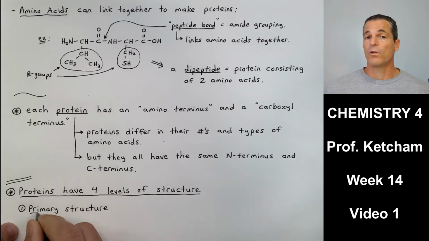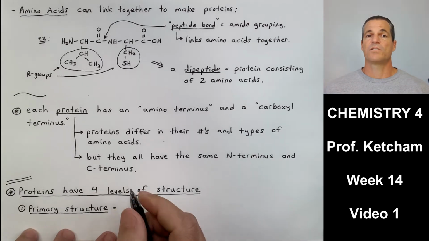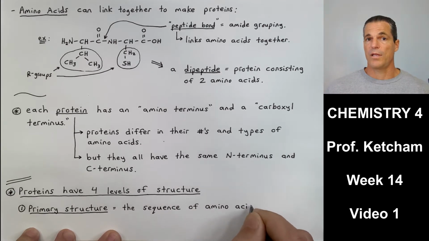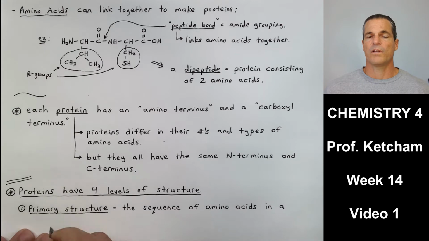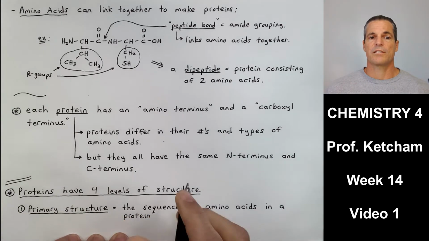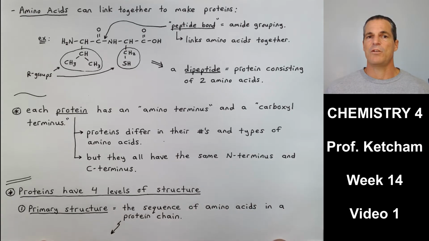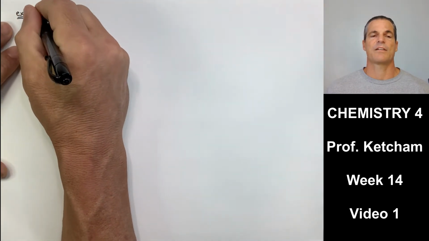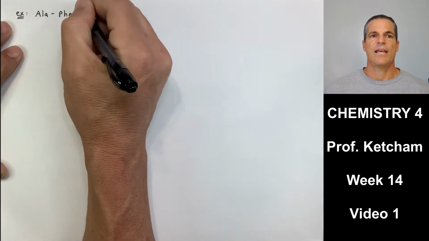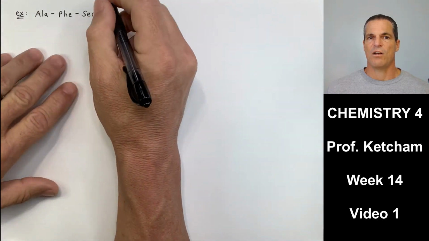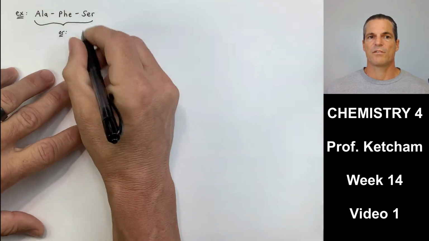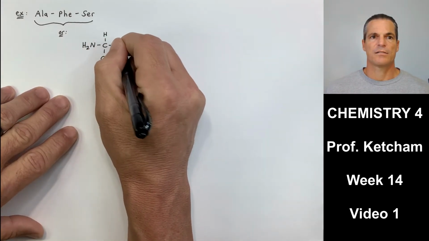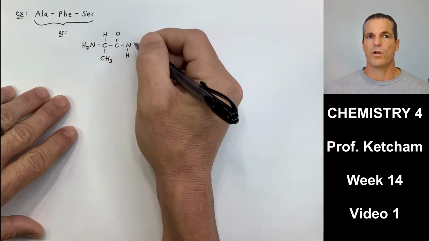Proteins do have 4 levels of structure. We will focus almost exclusively on primary structure. So let's define primary structure, and then we'll take you through 2, 3, and 4. So proteins have 4 levels of structure. The first structure is primary structure. That's the sequence of amino acids in a protein chain, a peptide chain, polypeptide chain, etc. For example, ALA-PHE-SER. Those are 3-letter abbreviations for certain amino acids. So the first one is alanine, the second one phenylalanine, the third one is serine.